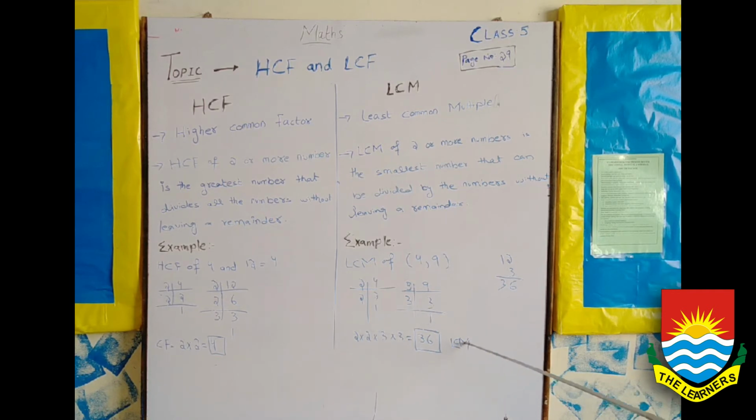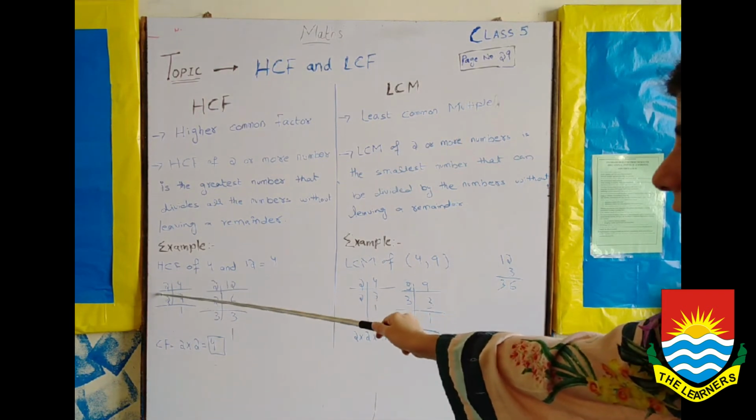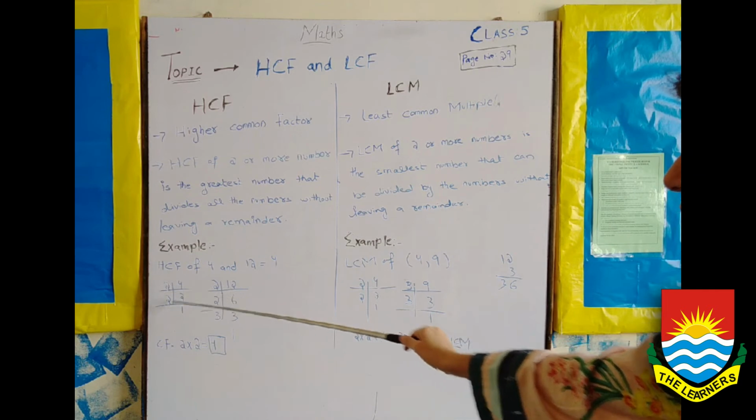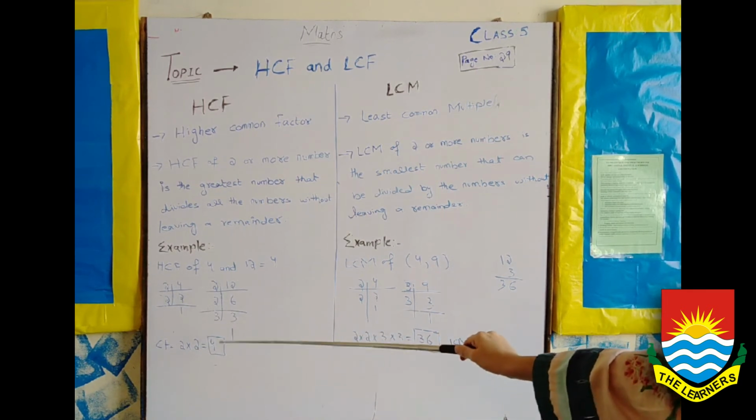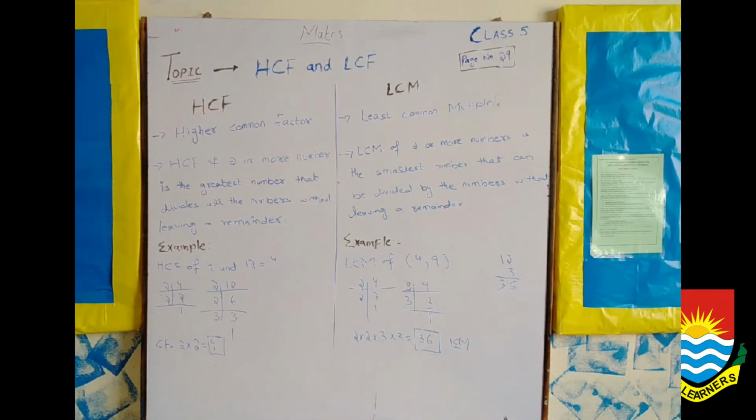Least common multiple: here we took all the factors. But for the HCF we took only the common factors, 2 and 2. So 2 2s are 4 is the HCF, and 36 is the LCM.